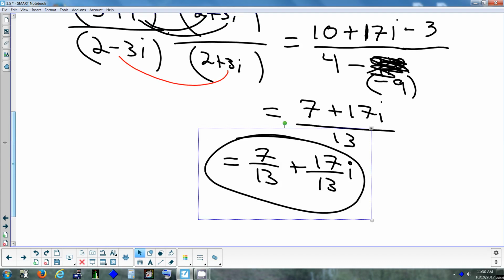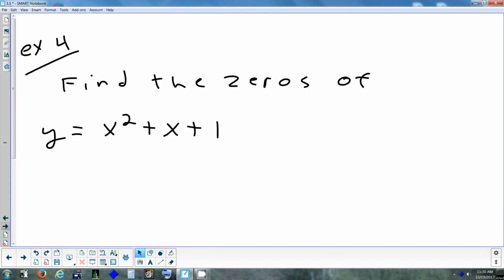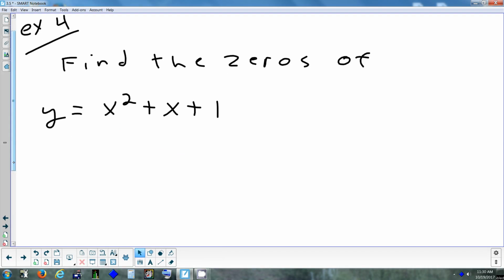All right, so now that we've practiced a little bit with the basics with complex numbers, let's just look at some problems where we find the roots. And now if we get a complex answer, we should know a little bit more about how to deal with it. Okay, so find the zeros.